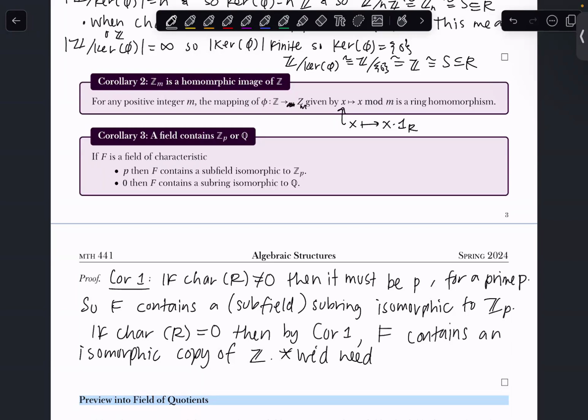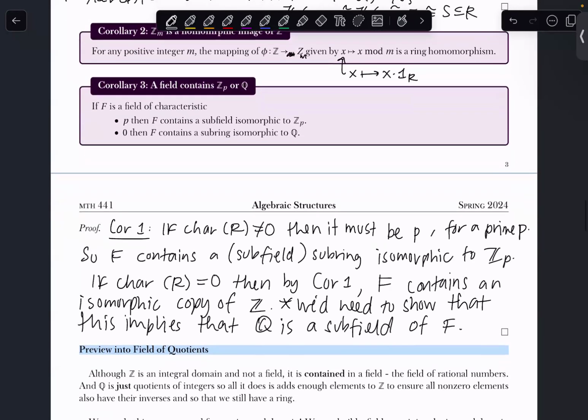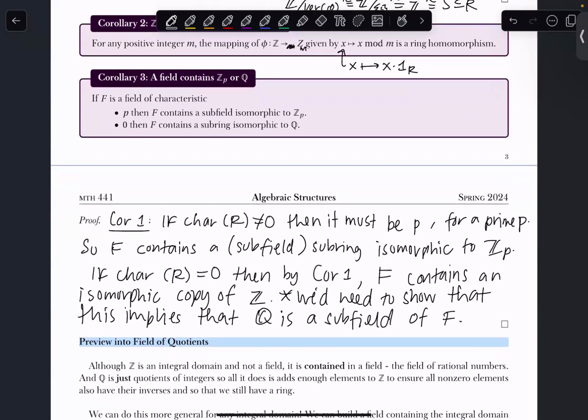We'd need to show that this implies that Q is a subfield of F, or it's isomorphic to a copy. Right, I have something in F that is isomorphic to my rational numbers here. Okay, but that part really does take quite a bit of work.